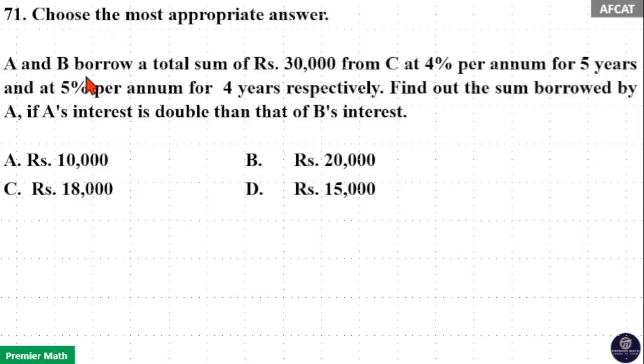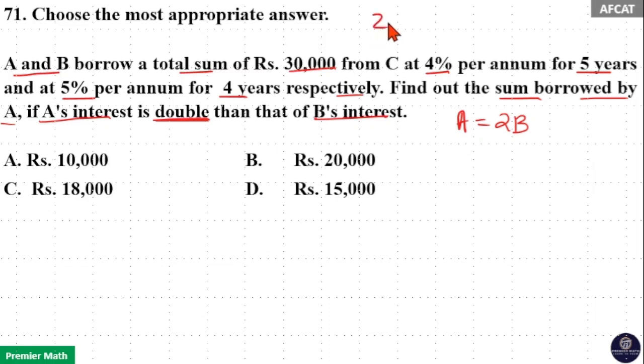Choose the most appropriate answer. A and B borrow a total sum of rupees 30,000 from C at 4% per annum for 5 years and at 5% per annum for 4 years respectively. Find out the sum borrowed by A if A's interest is double that of B's interest. If A's interest is double that of B's interest, it means A's sum is double the sum of B, because both are paying 20% of their sum as their interest.